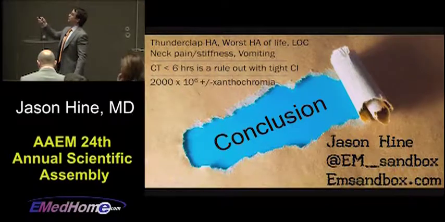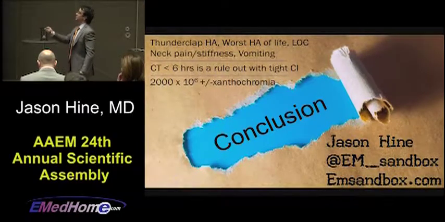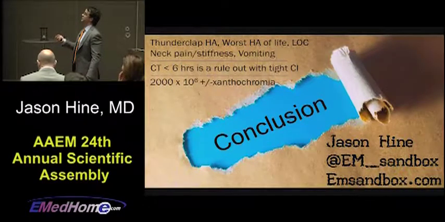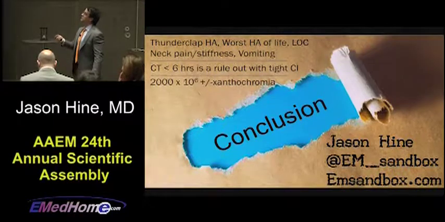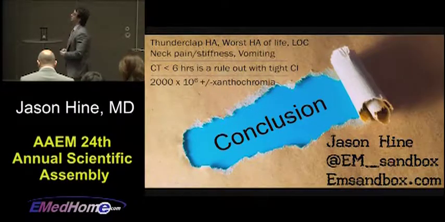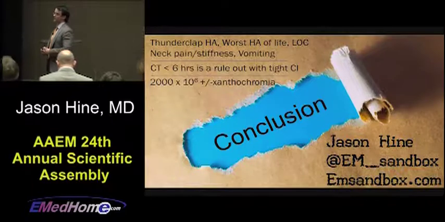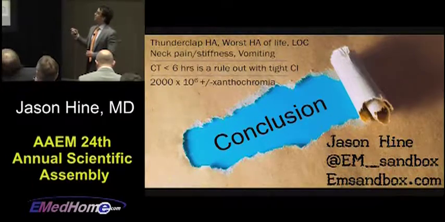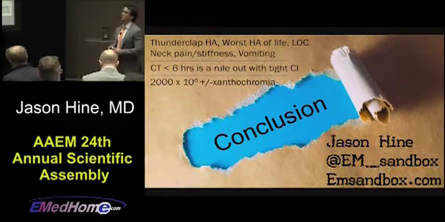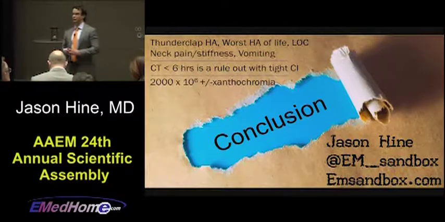The high-risk elements in particular are here, paying really close attention to neck pain by history, stiffness on exam, and vomiting. The CT done at less than 6 hours, in my opinion, is a rule-out test with tight confidence intervals and data to support it. And your positive LP is going to be 2,000 times 10 to the 6 RBCs and/or xanthochromia.